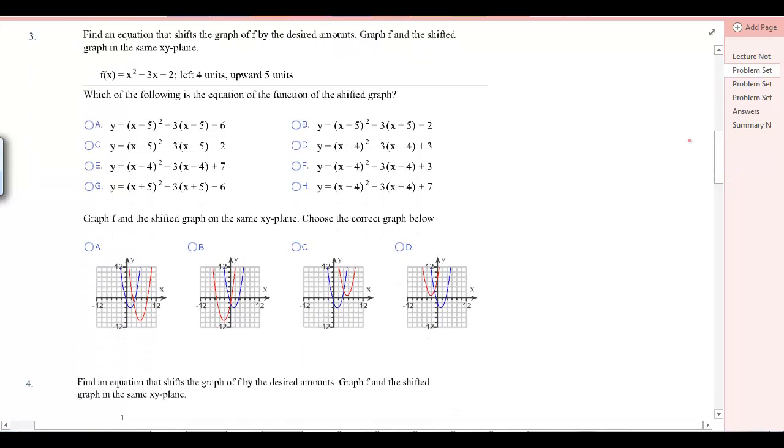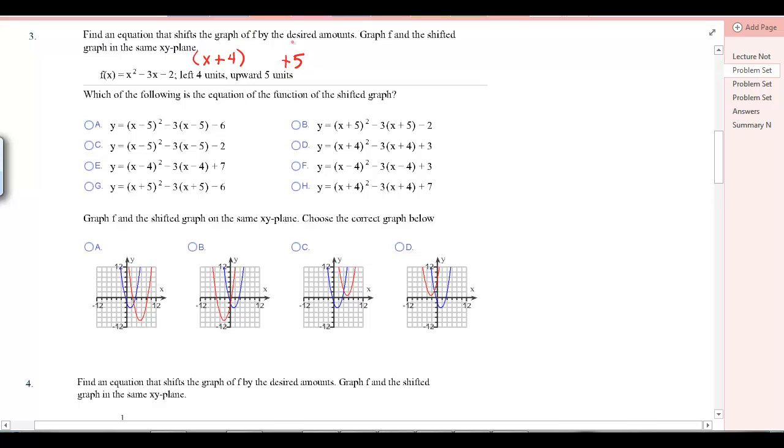Number 3, find an equation that shifts by the desired amount. So if this is your basic one, left 4 units, that means we're going to have an x plus 4. And upward 5 means we're going to be adding a 5 there.